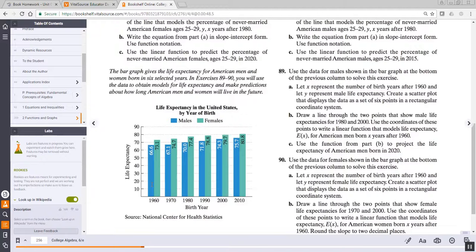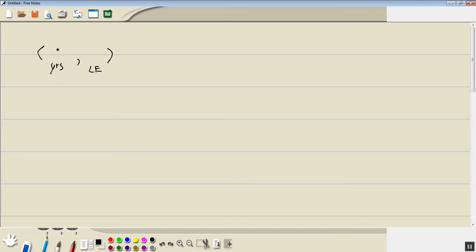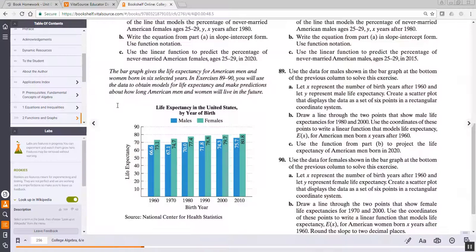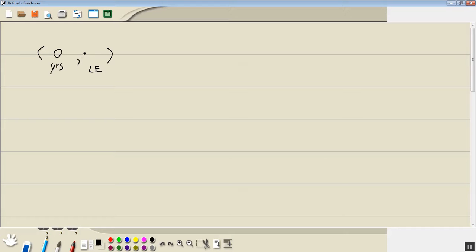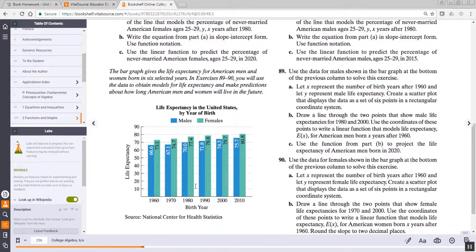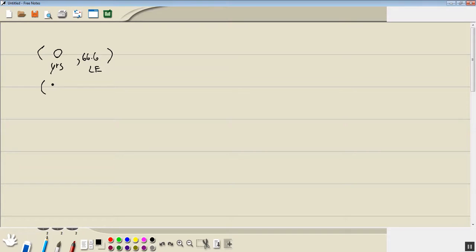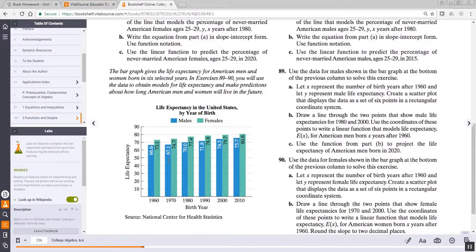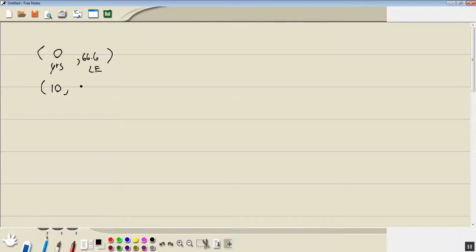Now our first bar here is 1960. Well, the number of years after 1960, 1960 minus 1960, is 0. And life expectancy looks like it's 66.6. So that's our first point. Now the next year is 1970. 1970 minus 1960 is 10, and it looks like it's 67.1.